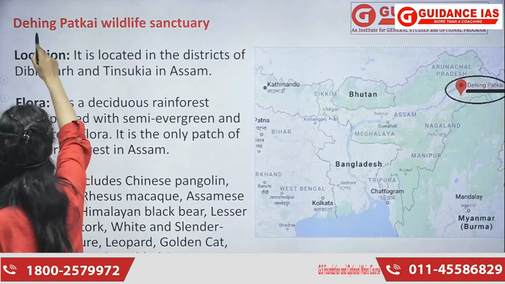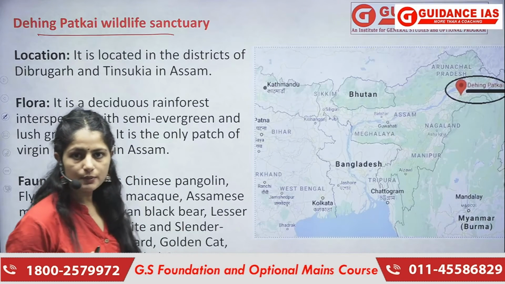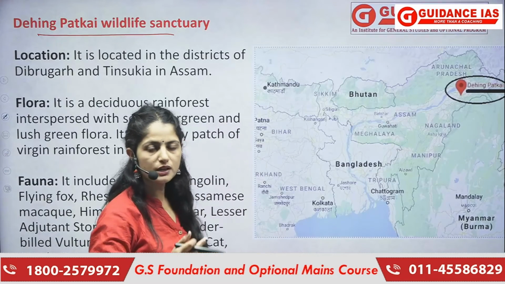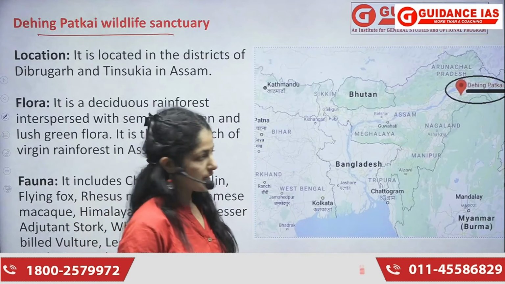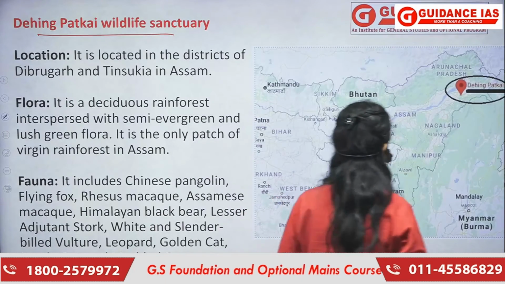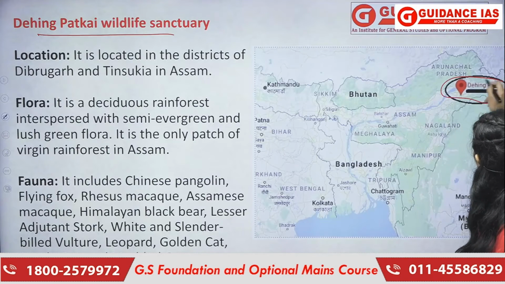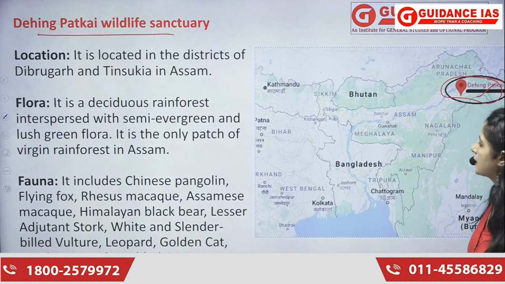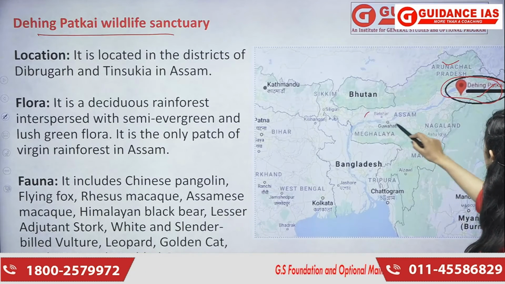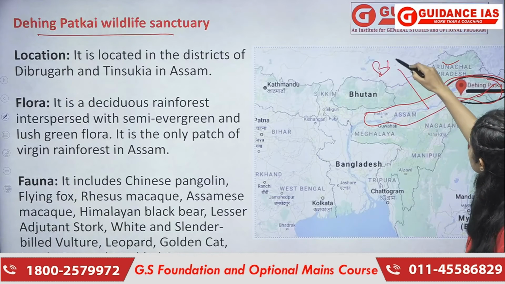Up next we have Dehing Patkai Wildlife Sanctuary. Dehing Patkai Wildlife Sanctuary, a very important place situated in Assam. Let us first look at the location only before moving further with the class, with the detailing of the flora, fauna and species. So this is the Indian map. Here you see in Assam, the easternmost part, this is Dehing Patkai. Okay. Above it you will see Arunachal Pradesh. This is the entire Assam part. Here you will see the Brahmaputra.